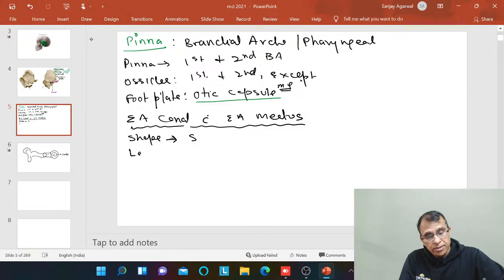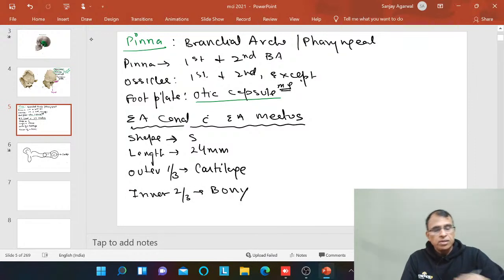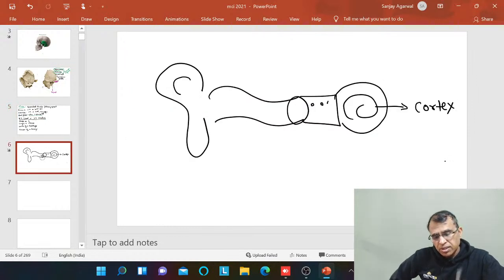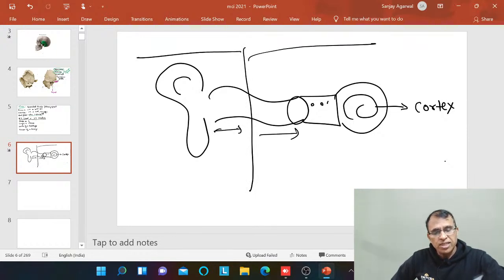The length is 24 millimeters long. What is it made up of? Outer 1/3 is cartilage and inner 2/3 is bony. So obviously, if you remember this, if I draw the diagram, I drew it here. So this part is cartilage, outer, and this part is bony. All this is bone, I told you all this is cartilage. So outer 1/3 is cartilage, inner 2/3 is bony.